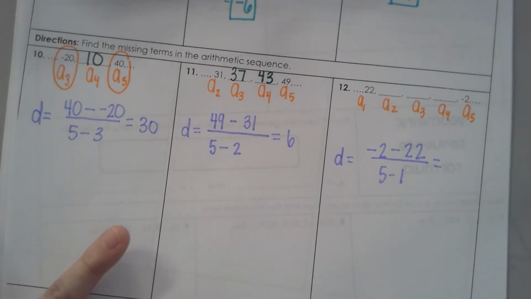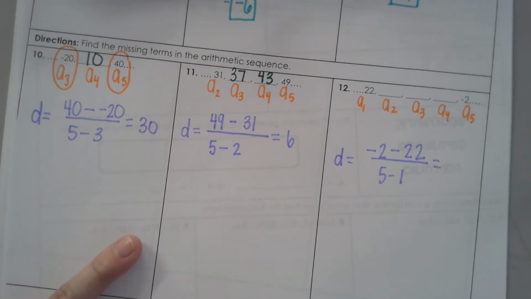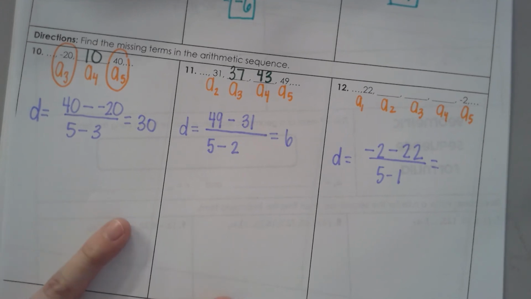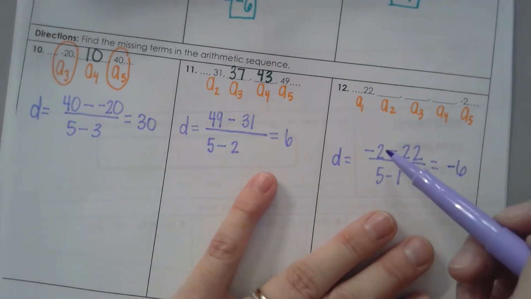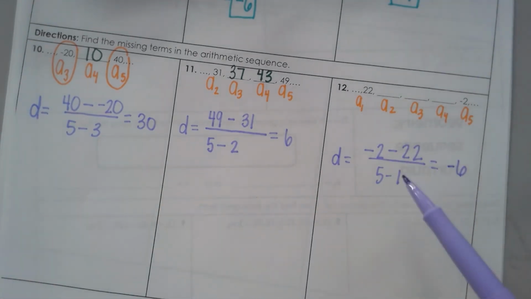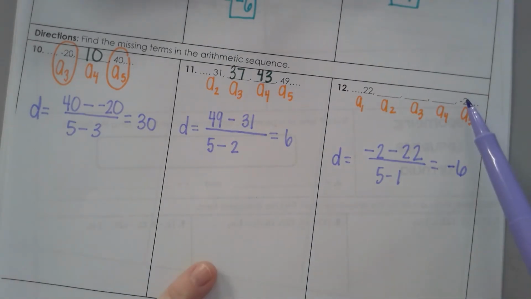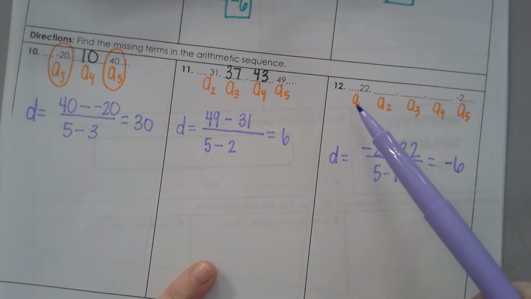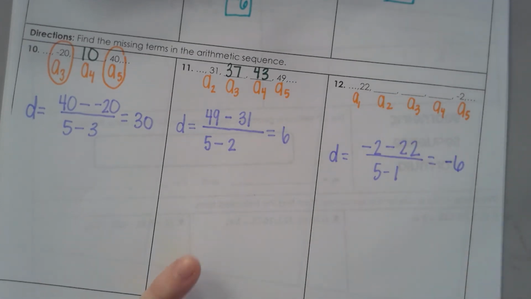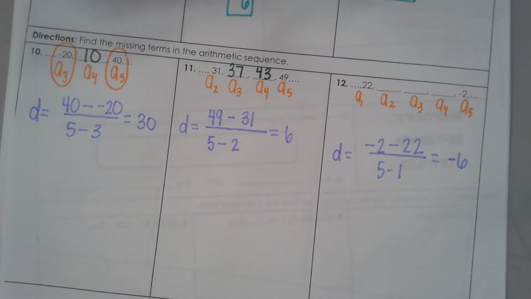Should be negative 6. I typed in 22 minus negative 2. So if you did that, then you would have to do the 1 minus 5. You have to be careful with the order. If you do the last one minus the first one, you've got to do the 5 minus the 1. You've got to stay consistent with the direction you're going.